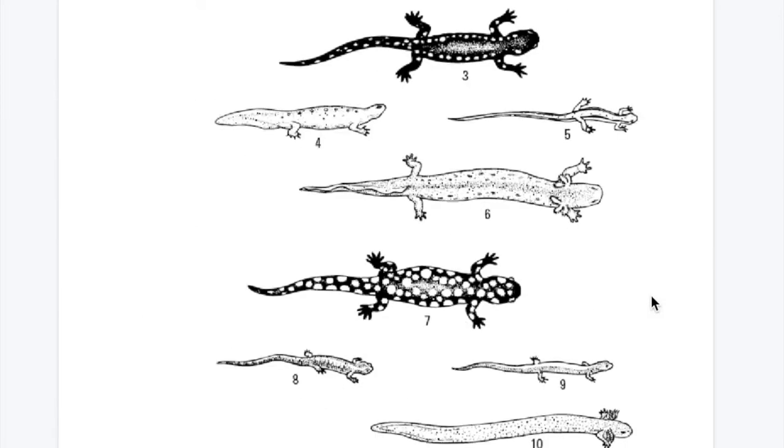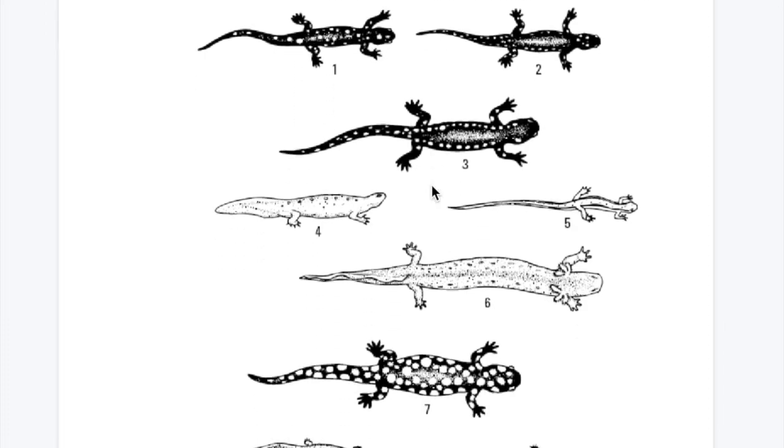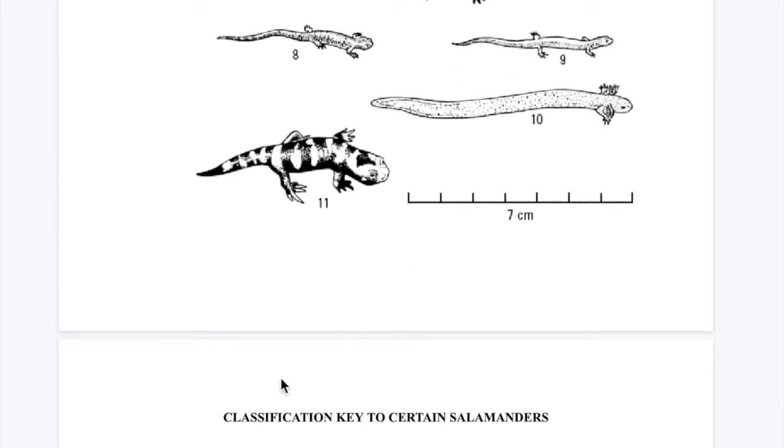The best way to approach this is to take a look at the first salamander. I see that it's got a black body with white spots on it. It's got 4 legs and a long tail. And if I look down at my ruler, it seems like this salamander is less than 7 centimeters long. Now that I've made some observations, I am going to use my key.